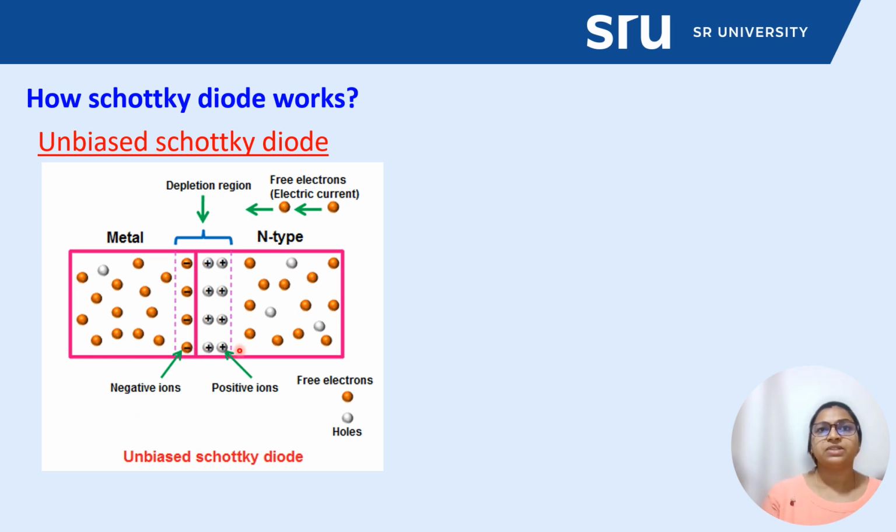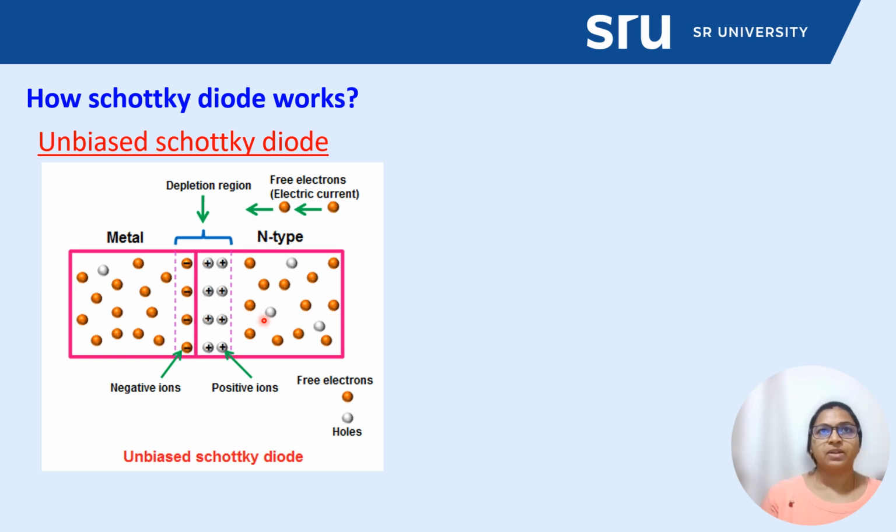The conduction band electrons, the free electrons crossing the junction, will provide extra electrons to the atoms in the metal. As a result, the atoms at the metal junction gain extra electrons, and atoms inside the n-type junction lose electrons.